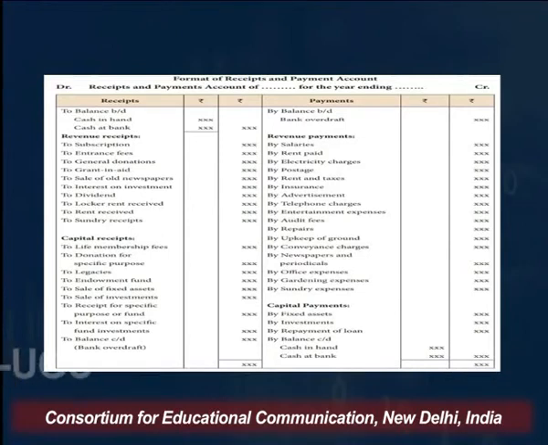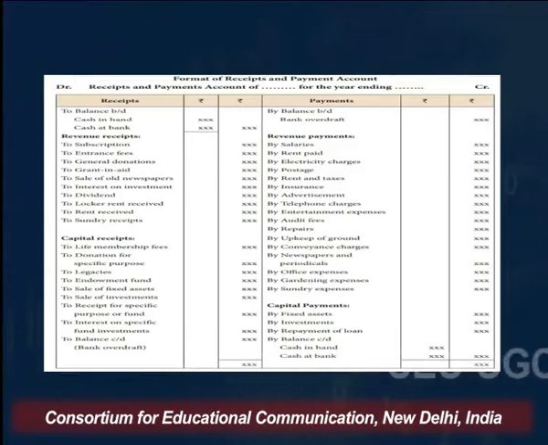Then we have sundry receipts. Other than the items which I just discussed, any other receipt is also going to be recorded in the receipt column. Now coming to the capital receipts.